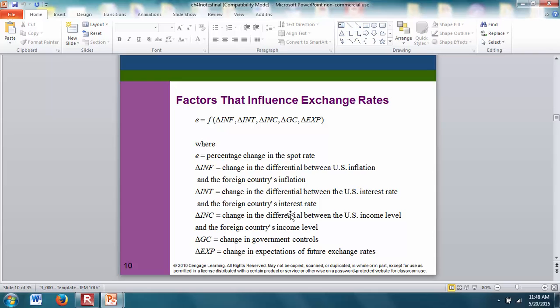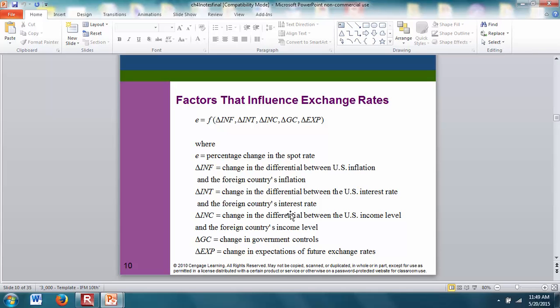The first is delta inflation, the change in the differential between US inflation and the foreign country's inflation. The second is the change in the interest rate, the change in the differential between the US interest rate and the foreign country's interest rate. So that is the delta interest rate, okay? And delta income, the change in the differential between the US income level and the foreign country's income level. Then delta GC, the change in government controls. And the last one is delta EXP, the change in expectations.